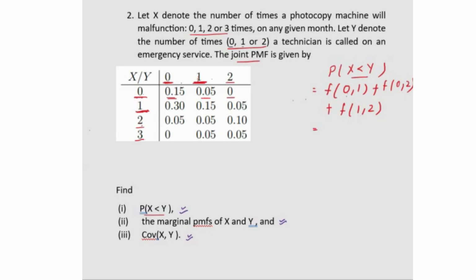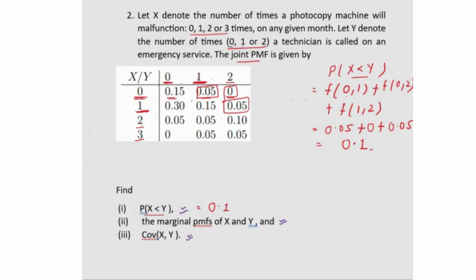The probability at 0 comma 1, when x is 0, y is 1, is 0.05. So this is 0.05 plus 0 comma 2, which is simply 0, plus 1 comma 2, which is again 0.05. Add these three probabilities and the final answer is 0.1. So this is the answer for this part, that is 0.1.